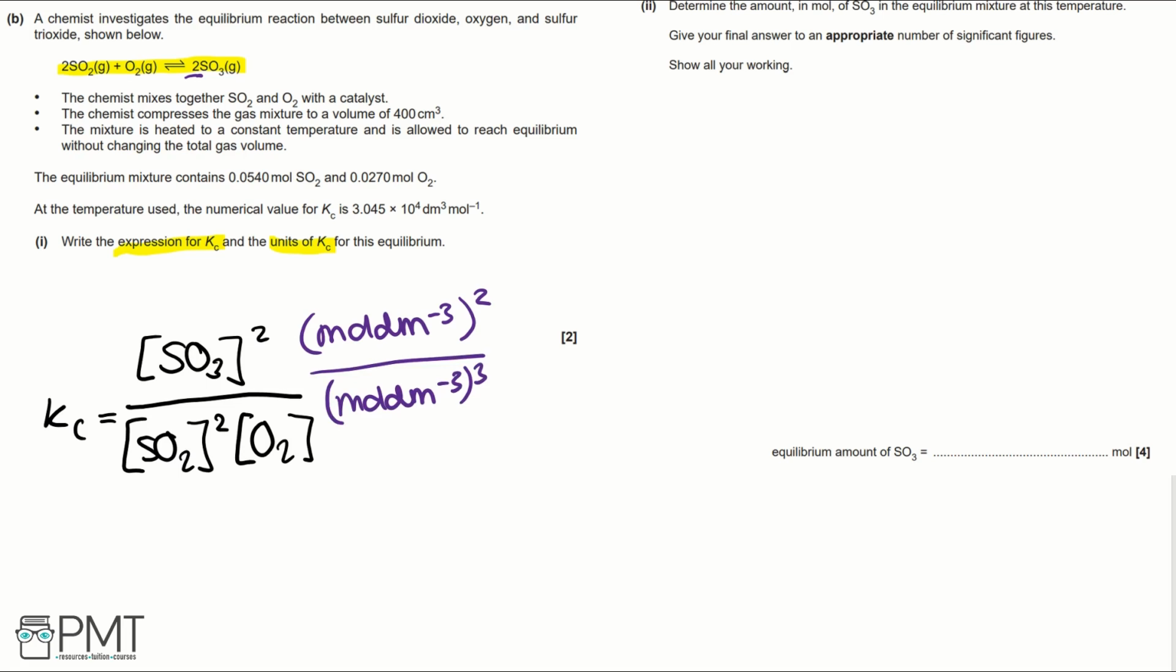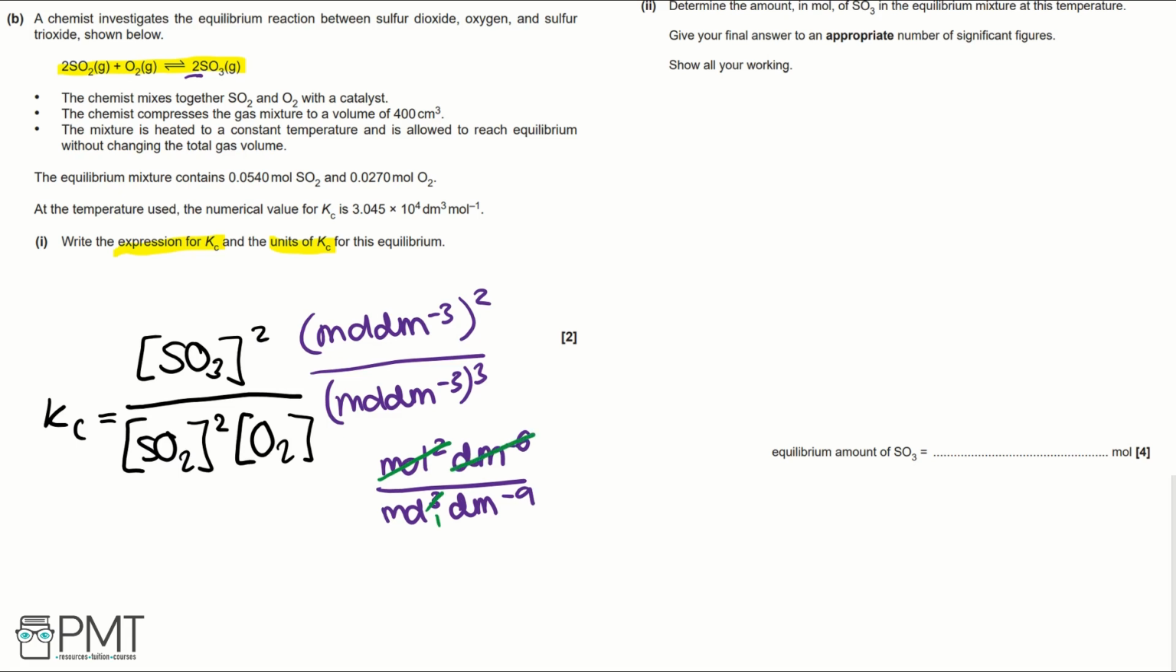It's moles per decimeter cubed because we've used square brackets to signify concentration. So if we were to rewrite this fraction, we would rewrite it as moles squared decimeters to the minus 6 over moles cubed decimeters to the minus 9. Then, cancelling out, we can cancel out the whole of our moles from our numerator, and then 1 would be left as the moles for the denominator.